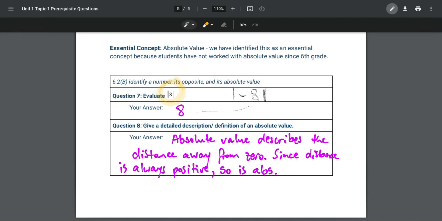Why? The answer to that question is basically the answer to question number 8. Absolute value describes the distance away from 0. And because of that, distance really is always positive. So is absolute value. Okay, that's it.